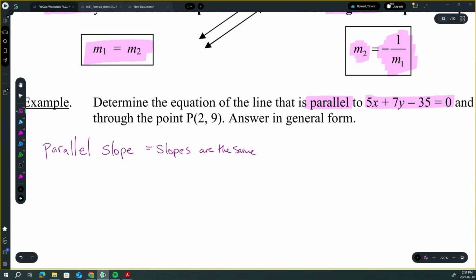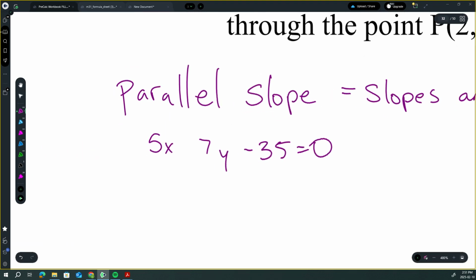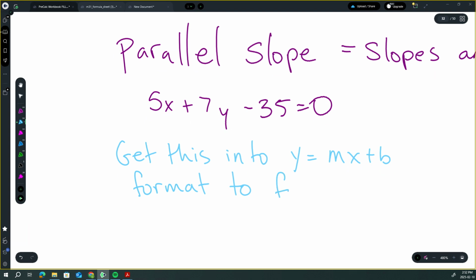Okay, so I'm going to want to focus on that 5x plus 7y minus 35 is equal to 0. If I find the slope of that, then I've found the slope of the line we're trying to find the equation to. Okay, so my goal is to get this into y is equal to mx plus b format to find slope.